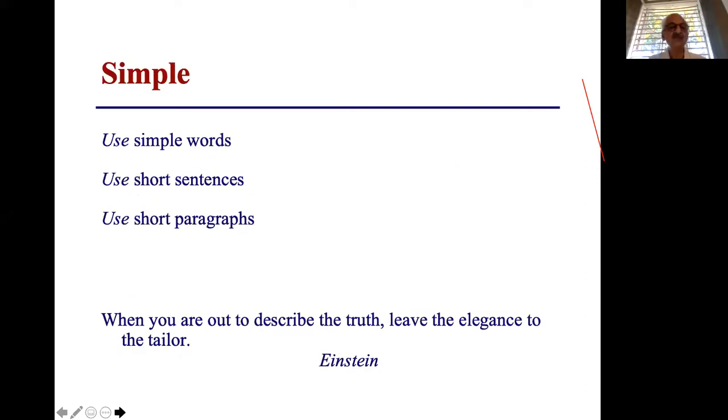Remember the language that we use to write up a paper. Use simple words, use short sentences, and use short paragraphs. We are not writing prose here, and therefore what we want to do is to convey our thoughts easily and simply. None other than Einstein said, when you're out to describe the truth, leave the elegance to the tailor.